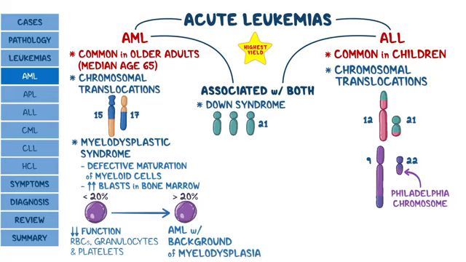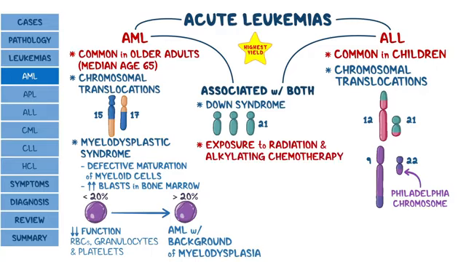Finally, there are also some risk factors for acute leukemia like exposure to radiation and alkylating chemotherapy, which may have been used as a treatment for certain types of cancer.